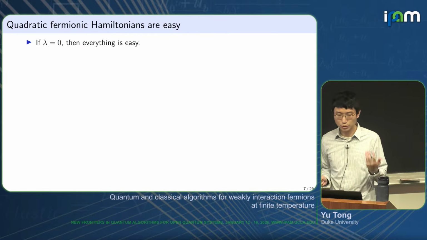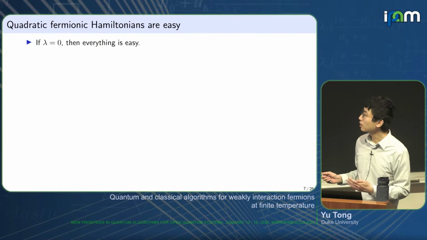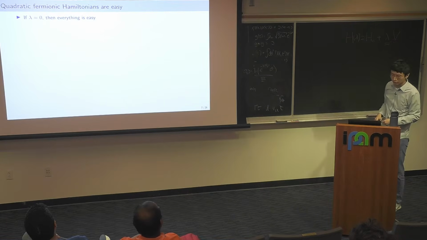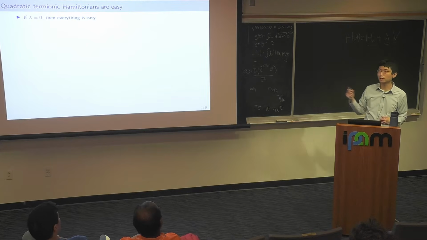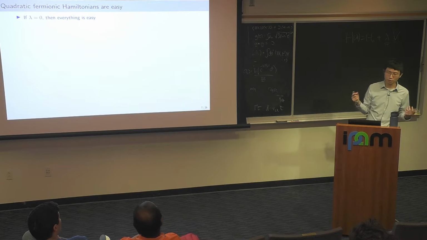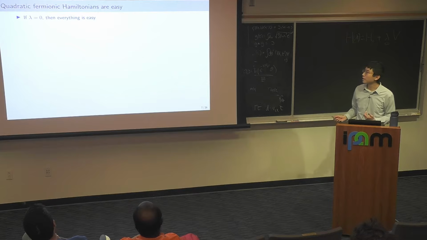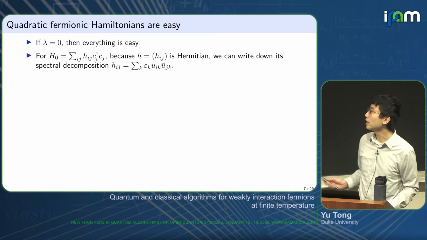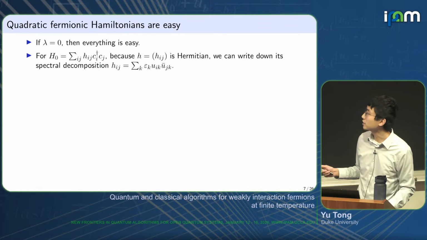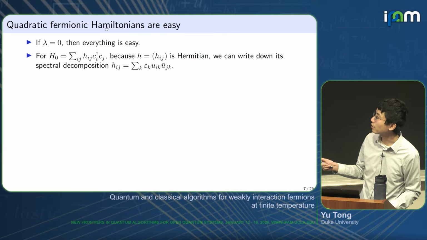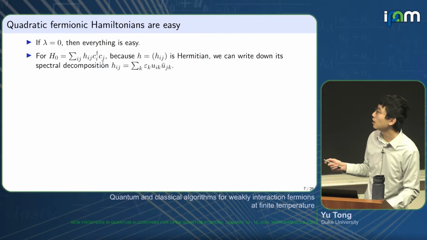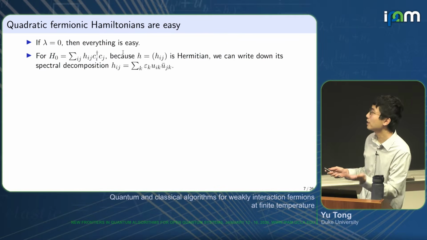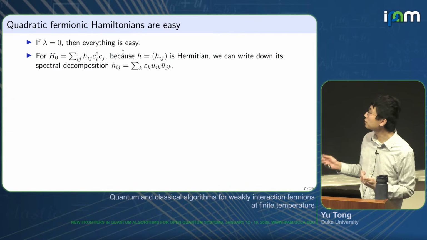So in order to realize this goal, because we have this parameter lambda, naturally we want to tune this lambda to see whether the problem becomes interesting or trivial. So here I want to say if your lambda is 0, then everything is easy. When lambda is 0, your Hamiltonian is entirely quadratic. So you have this quadratic Hamiltonian H0, and basically you can solve everything exactly. I will go through this quickly.